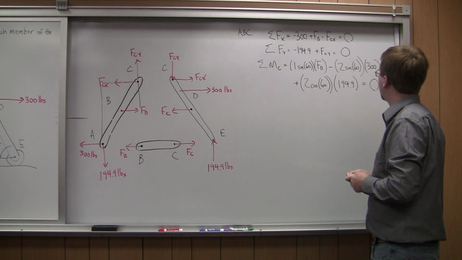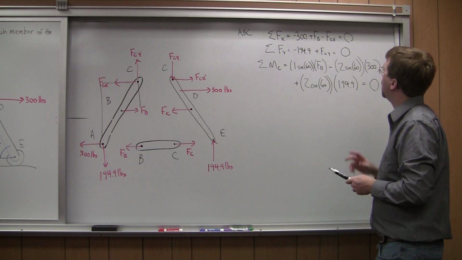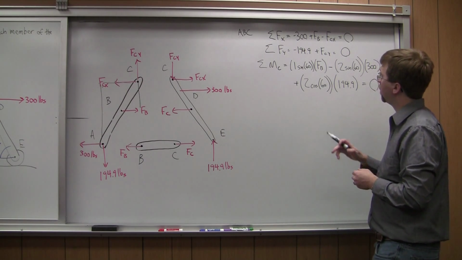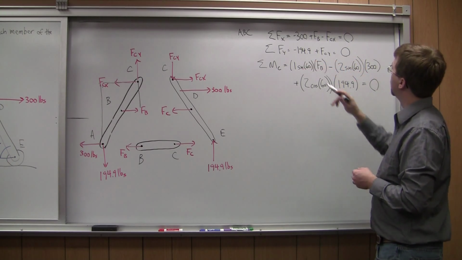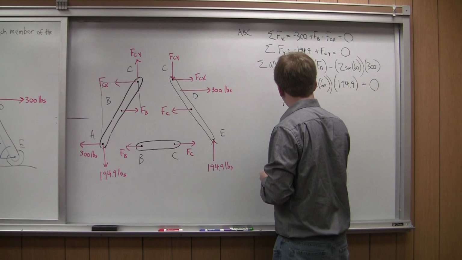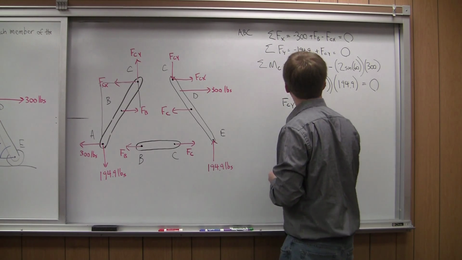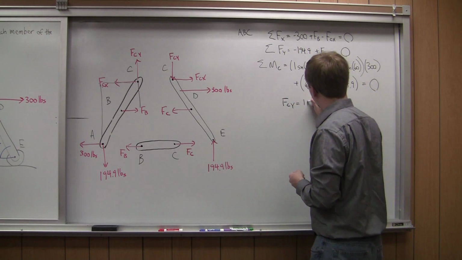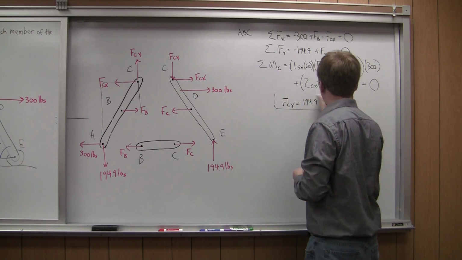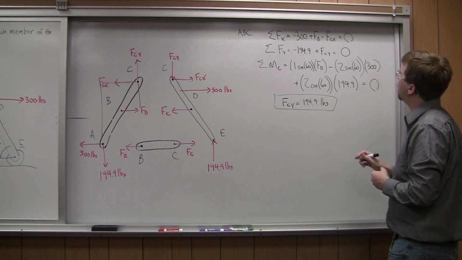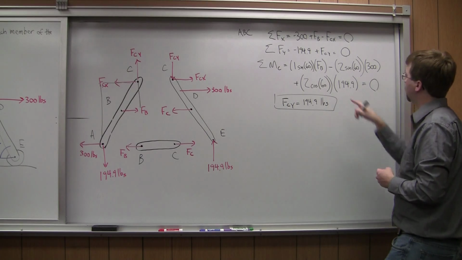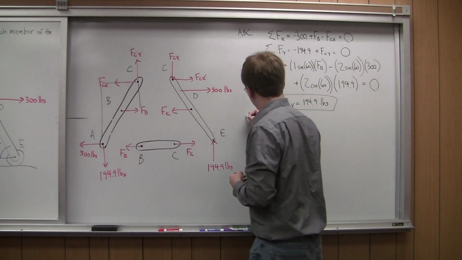Now I go back, sum of forces is equal to 0. Now I need to start solving my equations. So let's go with the FCY first. FCY is simply going to be equal to 194.9 pounds. Simple enough. Now I can go and solve my moment equation. So I can solve that for FB.